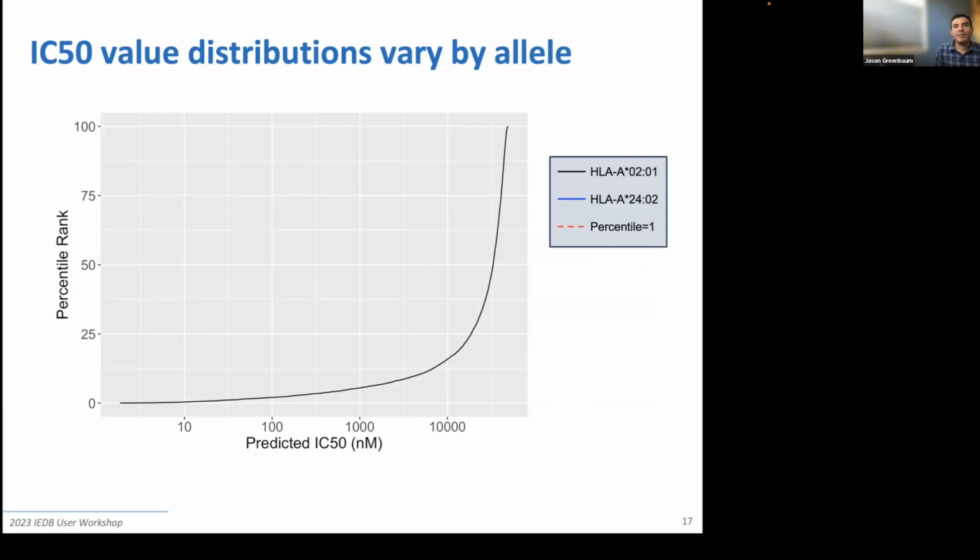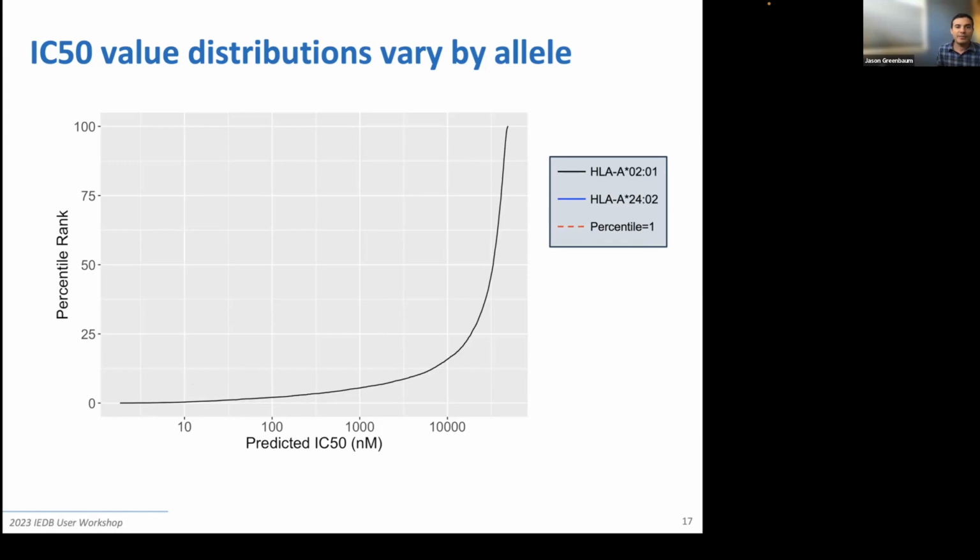Just to talk a little bit more about percentile ranks and IC50 values, the IC50 value distributions can vary pretty widely from allele to allele. So what I'm showing here are the predicted IC50 values for 10,000 randomly selected peptides that we use to calculate our percentile ranks. And this is for HLA-A0201. On this side is where you would see the binders, and you can see most of the peptides are not binders, right? They're on this side of the distribution.